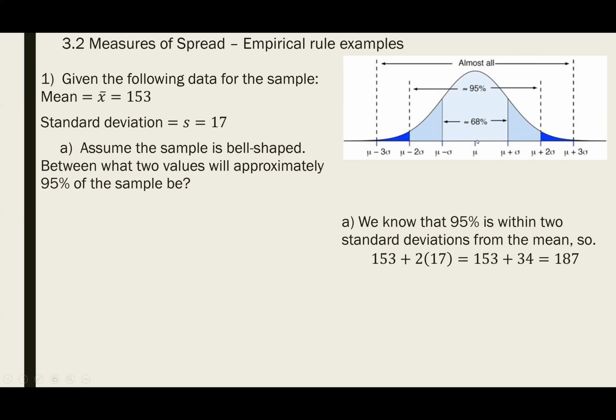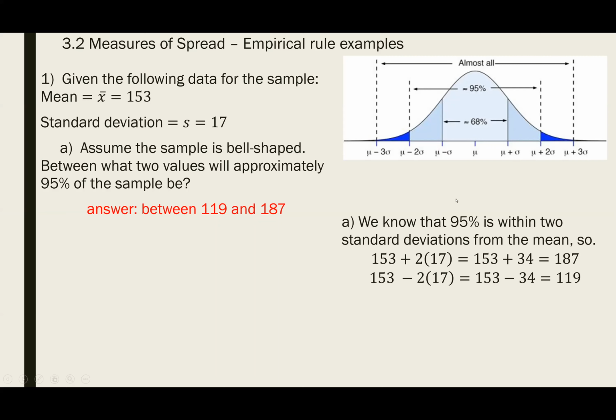All I need to do is take 153 and add 34, because 17 and another 17 is 34, to give me the upper limit at 187, and vice versa to the left, instead of adding, I need to subtract to give me the lower limit at 119. Meaning between the 119 and the 187, those are the 2 values that cover 95% of my data, right?